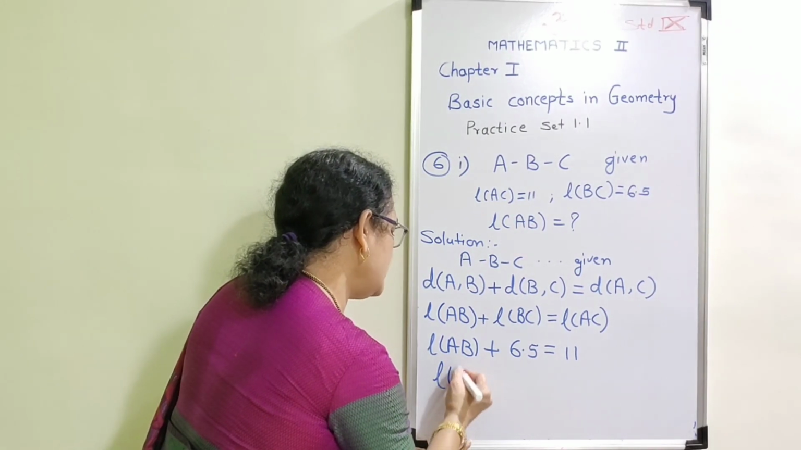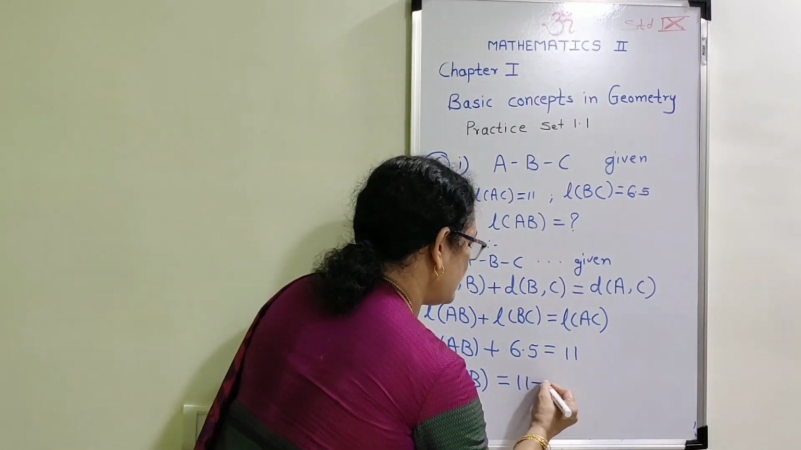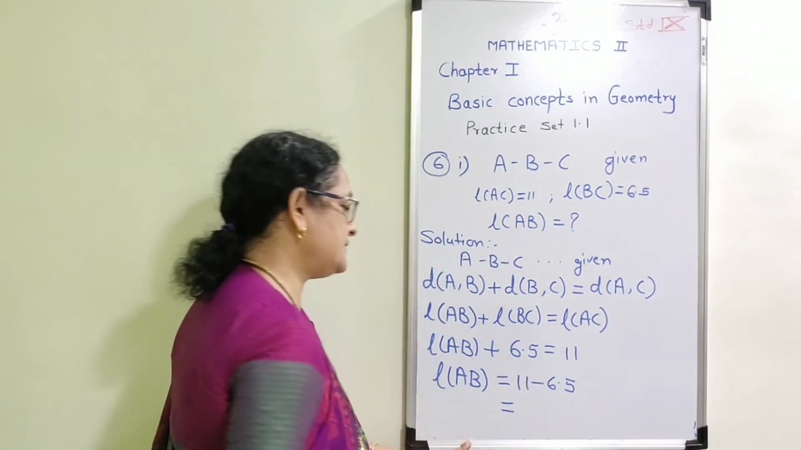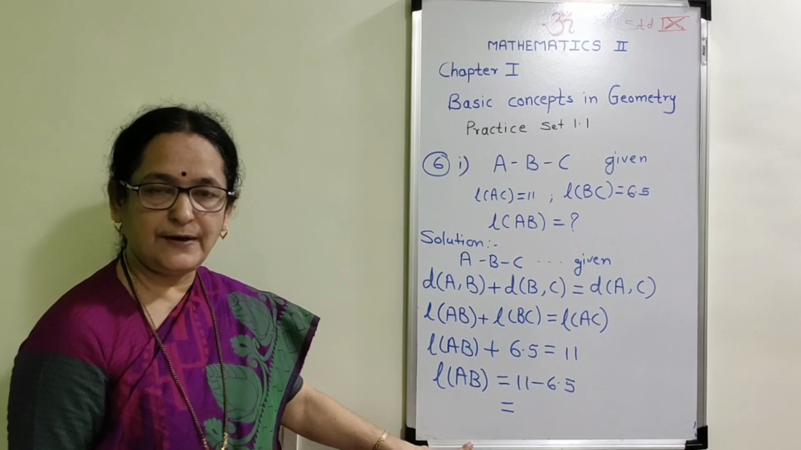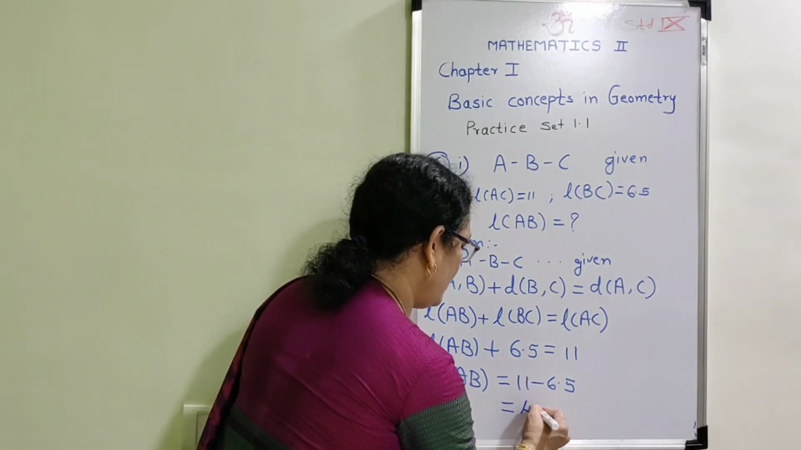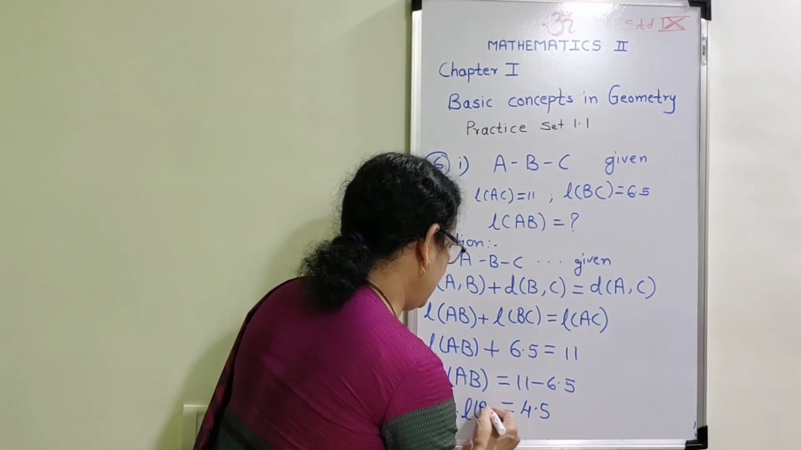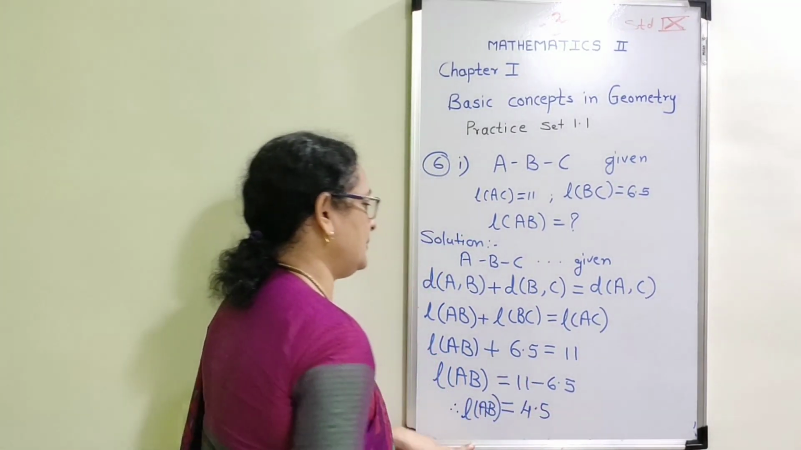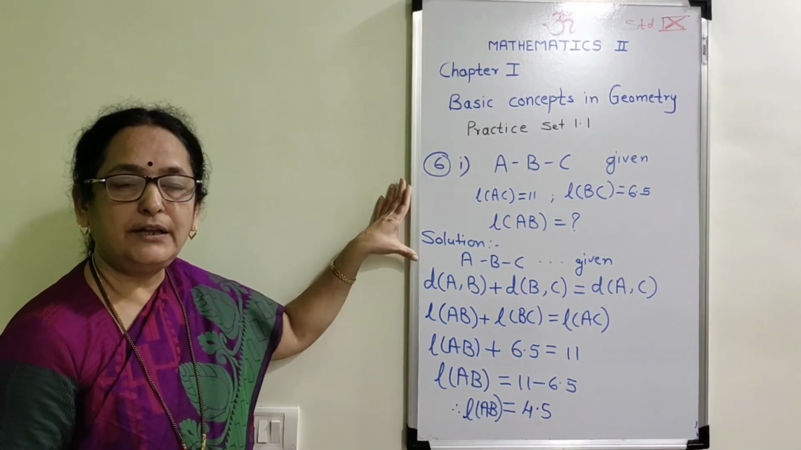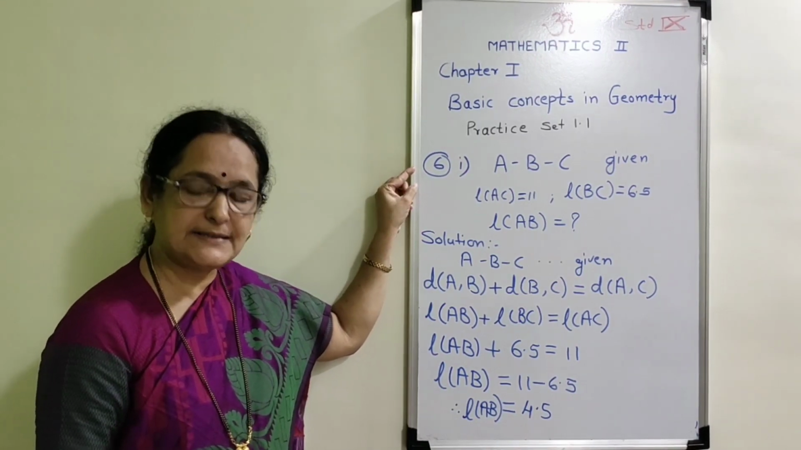Now transpose this 6.5 to the other side. It should be minus 6.5, and then I subtract 6.5 from 11. My answer is 4.5, and therefore length AB is equal to 4.5. Now similarly solve the remaining two examples from this question number 6.